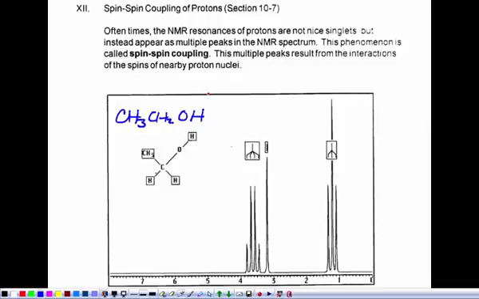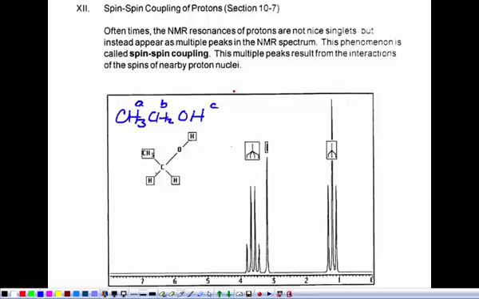So we'd expect in the CH3, CH2, OH spectrum to see how many sets of non-equivalent hydrogens? 3. The CH3 would be, I'll call these A, I'll call CH2 B, and I'll call the OH C. So I expect to see 3 chemically equivalent sets of hydrogens. But notice that I see more than 3 peaks in my spectrum. I see 4, 5, 8 peaks. Okay, definitely more than 3.